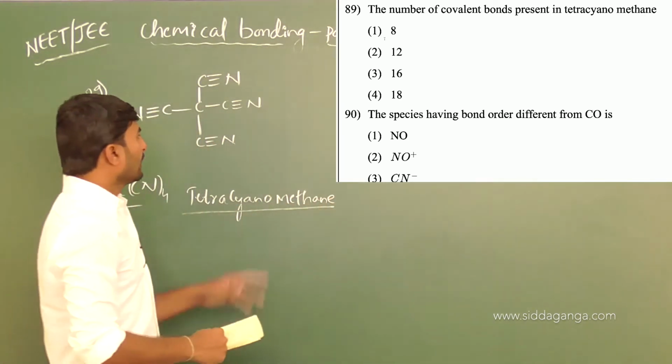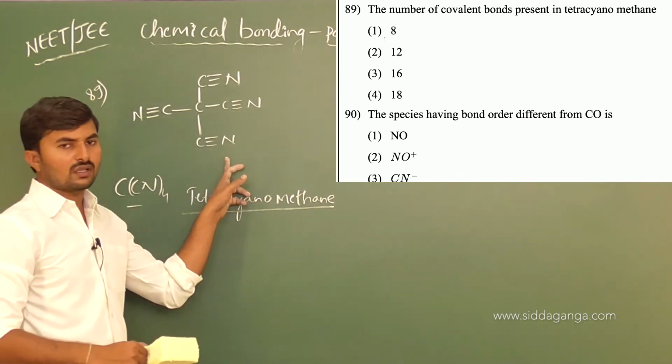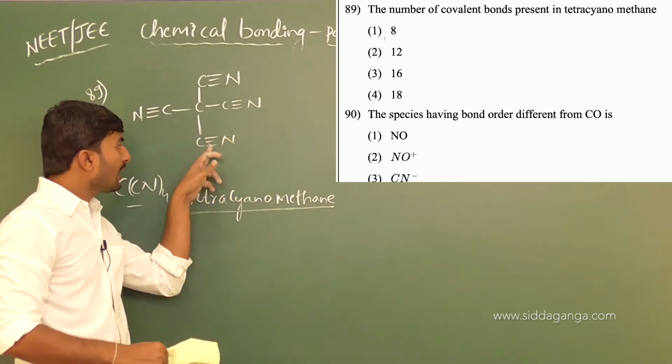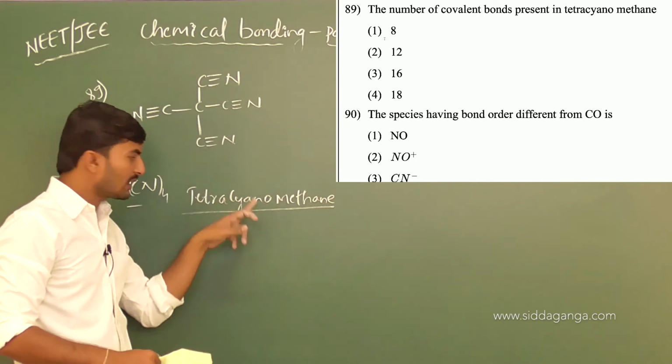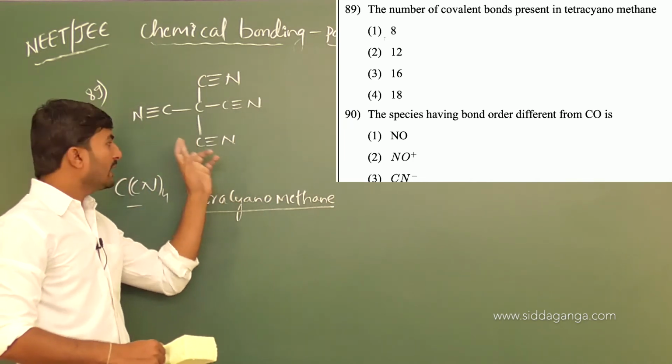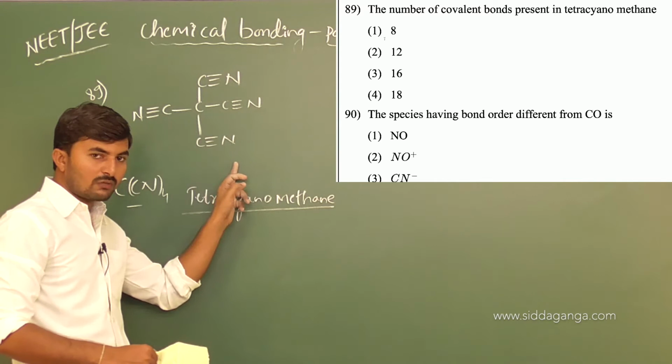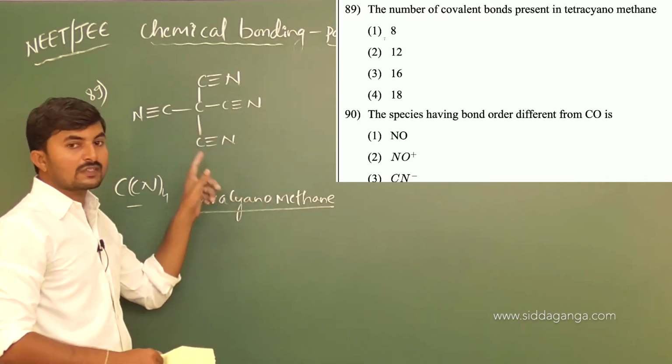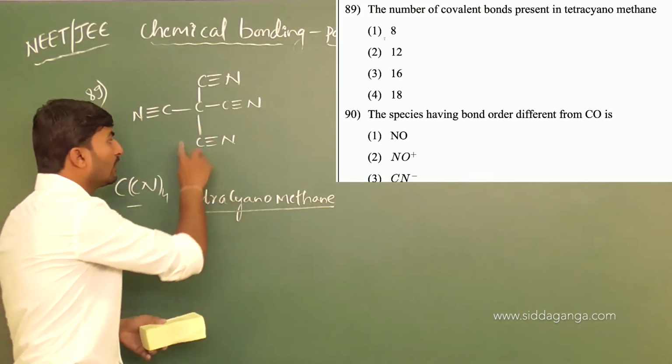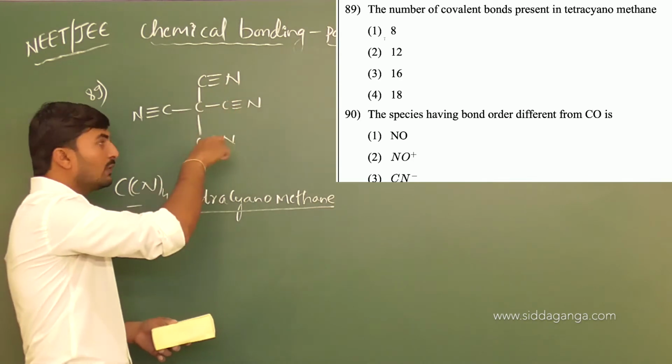Not only the covalent bonds, they may ask to identify the number of sigma bonds present in this tetracyanomethane, or else identify the number of pi bonds present in between them, and identify the number of sigma bonds present only in between C and N, or only in between C and C.